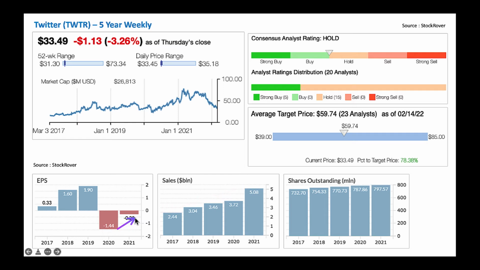Earnings per share is improving. That's a good story. If they can turn positive, I can see the stock going higher. Sales is growing nicely. That's also a great one here. And analysts are expecting nice progress here. The average target price is 59. That's a nice 78% upside from the current price. So overall, it's a beaten down stock with very good potential.